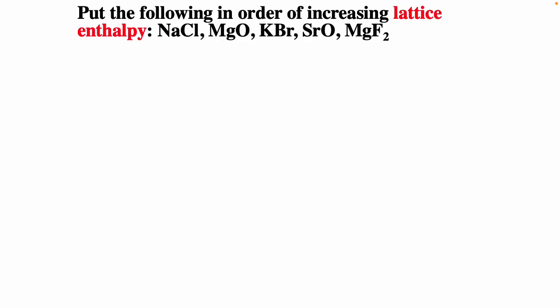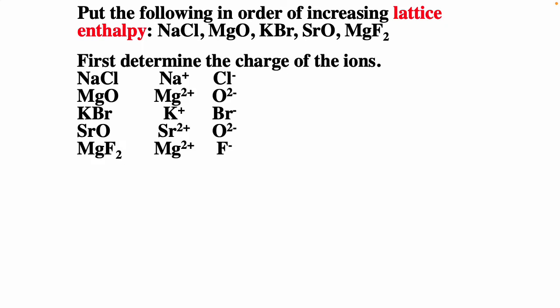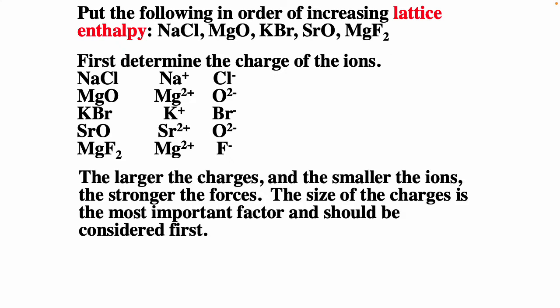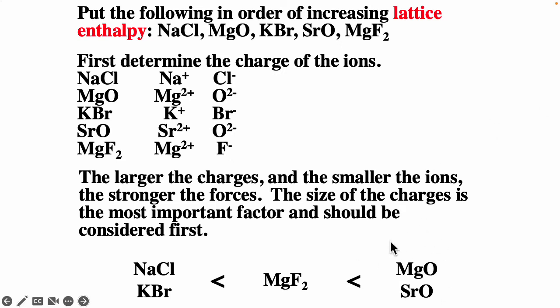So you could be asked to put compounds in order of increasing lattice enthalpy. And so we first look at the charges. Based on the charges, we see that magnesium oxide and strontium oxide are +2, -2s. Magnesium fluoride is +2, -1. Sodium chloride and potassium bromide are +1, -1s. And so this is the order we get based on the absolute charge.